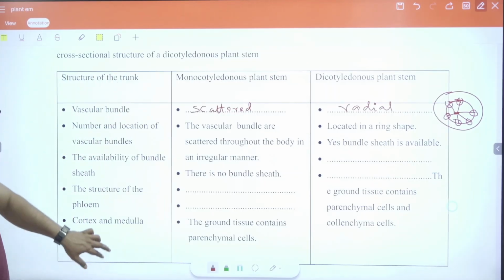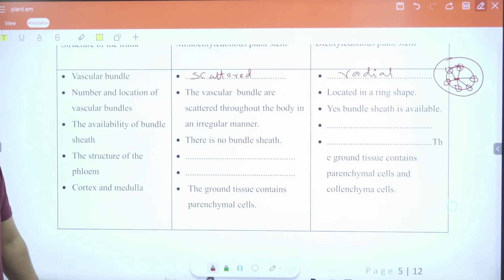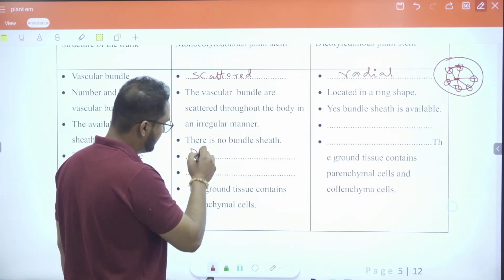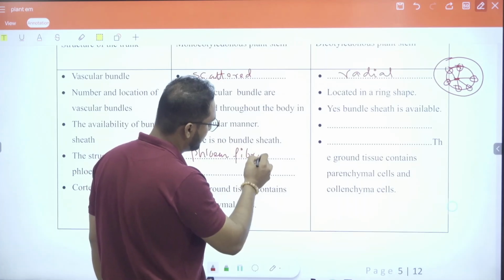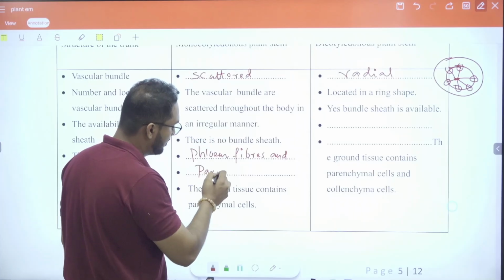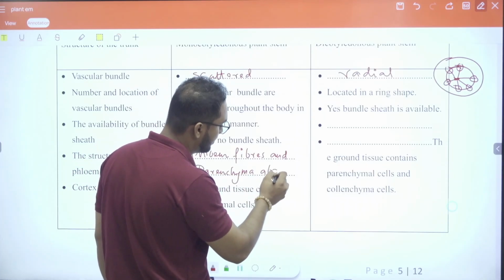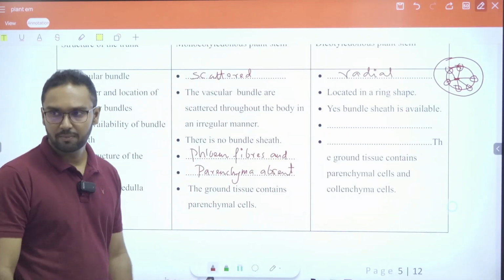The next point, the structure of the phloem, right? The structure of the phloem. The phloem fibers and parenchyma are absent, right? Phloem fibers and phloem parenchyma, right? Phloem parenchyma are absent. But in the dicots, the phloem fibers and the parenchyma are present, right?